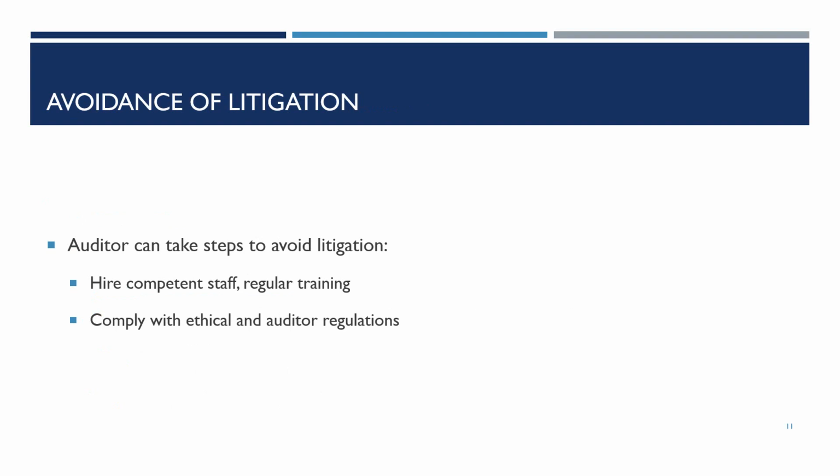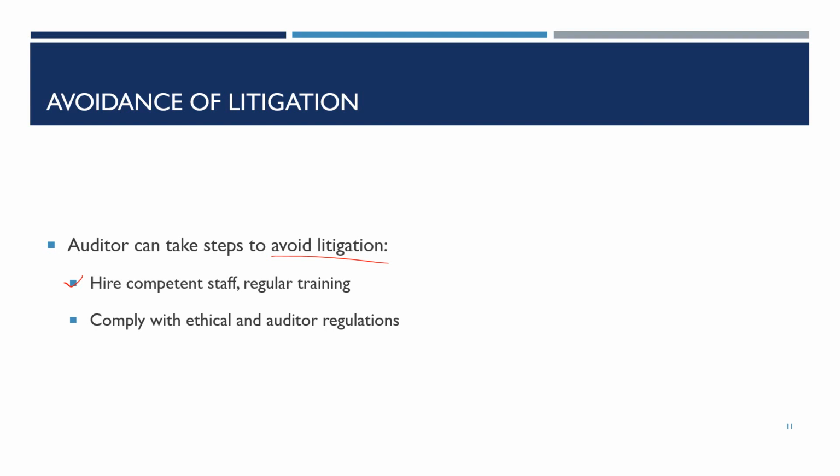So now, how the auditor can avoid some of the litigation, what steps they can take. It is important that they hire competent staff. So the staff that are hired are suitably qualified and receive regular training. As you are aware, the accounting standards and auditing standards are updated on a regular basis. The auditor, as a professional, needs to be aware of these changes.